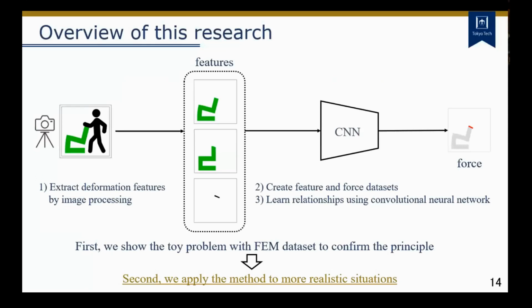Our next step is more practical experiments, including actual image processing. First, we extract deformation features by image processing, and then to create the dataset, we combine these features and sensor values together. And finally, we learn the relationship using a convolutional neural network. By including this actual image processing, we apply the method to more realistic situations.